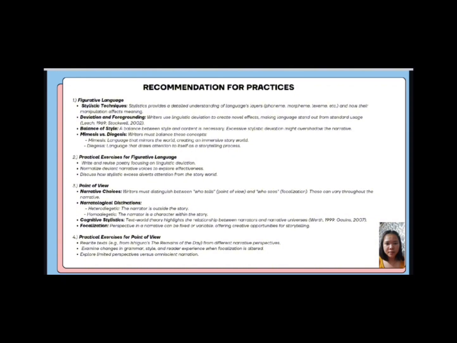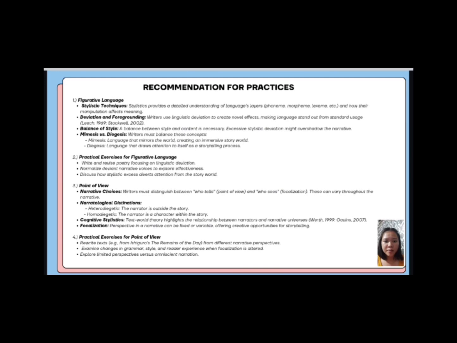Recommendation for practices: figurative language. Stylistics as an analytical approach helps writers understand the structural and functional aspects of language. By focusing on elements like phonemes, morphemes, and syntax, writers can manipulate language to create unique effects. The concept of linguistic deviation and foregrounding is crucial here, as it allows writers to emphasize specific aspects of their text, making language more striking and engaging.